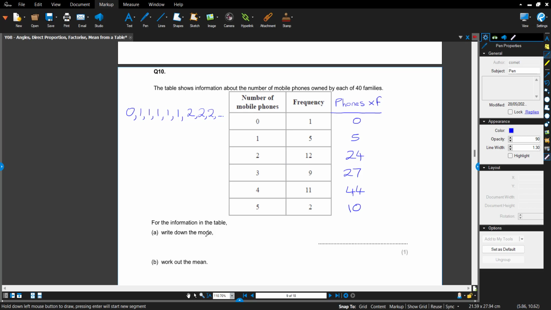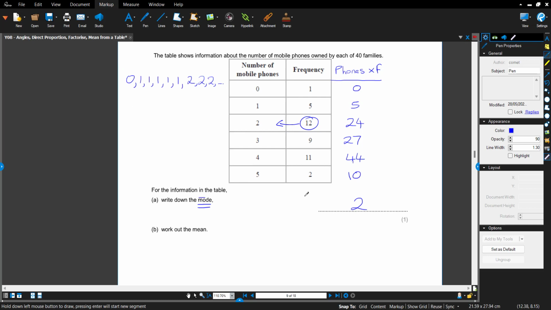Now, we have to find the mode. So the mode, MO, is the important part: the most common or the most frequent. Well, what's the most frequent? Here's the frequency. The most frequent is 2, the highest frequency. The mode is 2.